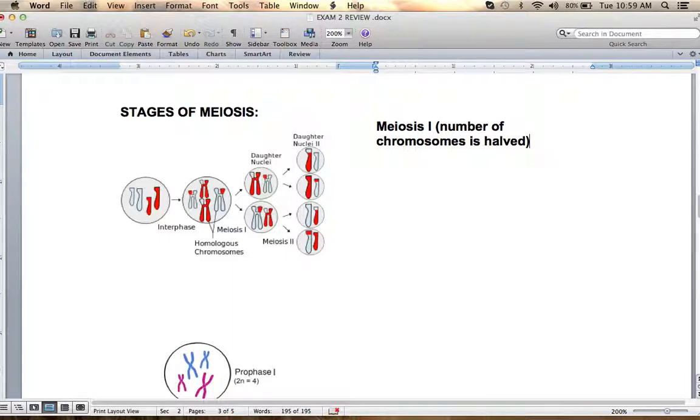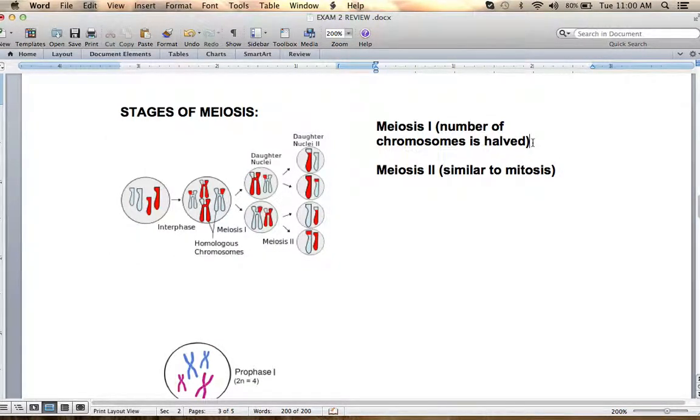And so meiosis 1 is where it gets a little bit weird as far as what happens during the different phases. In meiosis 2, that is very similar to mitosis. So what happens to each of the chromosomes in the cell is going to be very similar to mitosis. In meiosis 1, the number of chromosomes is halved because you've got these homologous chromosomes, these homologous pairs in the cell, and they're going to separate and split in half.